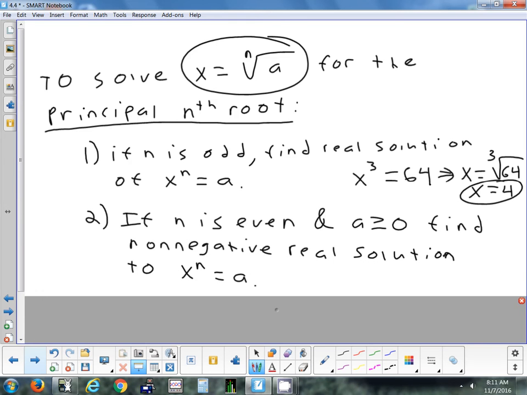Now, if n is even, here we have to be careful because you get 2 answers. Right? So if I said find the square root of 4, 2 is an answer, because 2 times 2 is 4, and negative 2 is also an answer. But if I say find the principal root, what that means is I want the answer that's not negative. So in that case, if I said what's the square root of 4, the only answer I would want is 2. Okay, so you're finding the solution that is not negative.